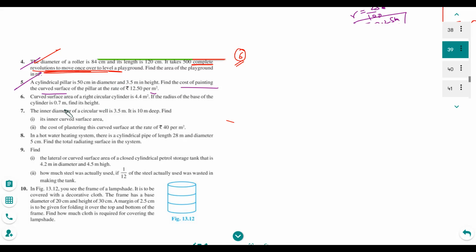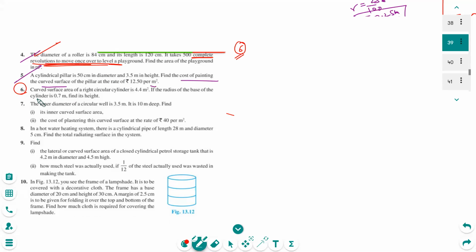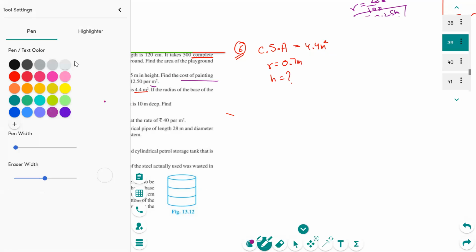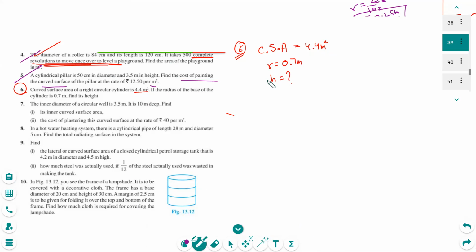Right. So let's start with question number 6. The curved surface area of a right circular cylinder. It is always a good idea to write what is given. It's given that the curved surface area of the cylinder is 4.4 meter square. If the radius of the base is this, find the height. It is a very easy question, and the easiest one in this exercise, I will say.